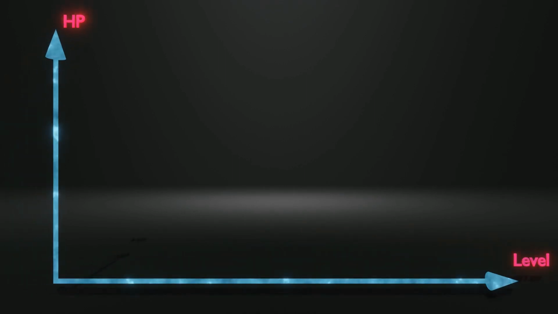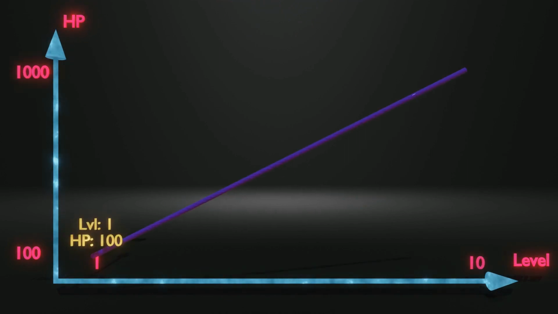Let's say we start with 100 points of health at level 1. The max level is, let's say, 10, and we end up with 1000 health. From the starting of the game up to the end, we can have a constant progression of the health maximum value.